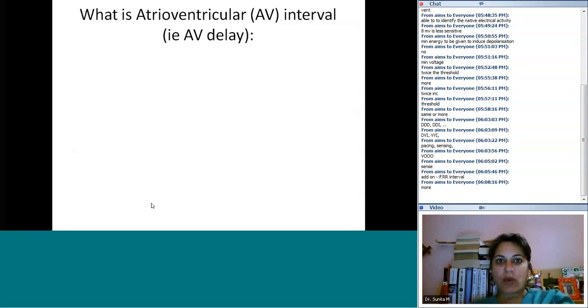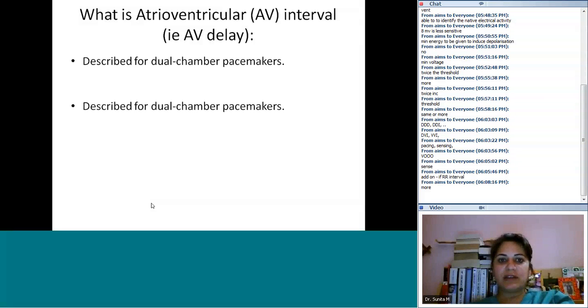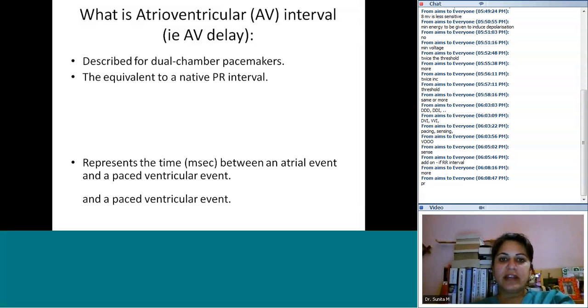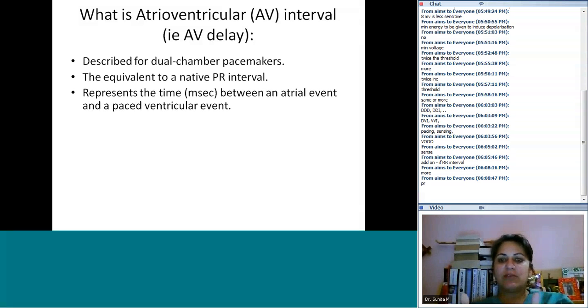Okay, now what is AV delay? I think we're all familiar with this. AV delay would be equal to our PR interval, and it is really described for dual chamber pacemakers. It would be equivalent to a native PR interval, and it's the time between the atrial event, whether you pace the atria or you sense the atria, and then whenever you get your ventricular event.